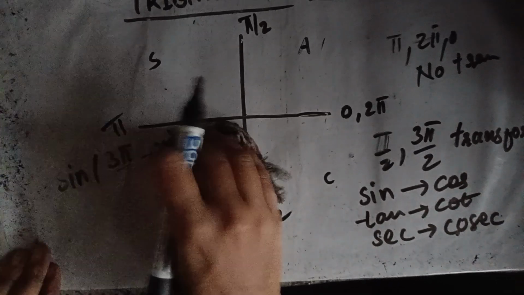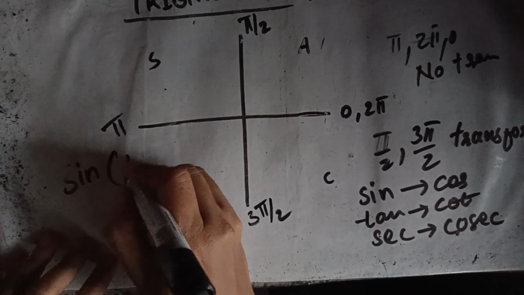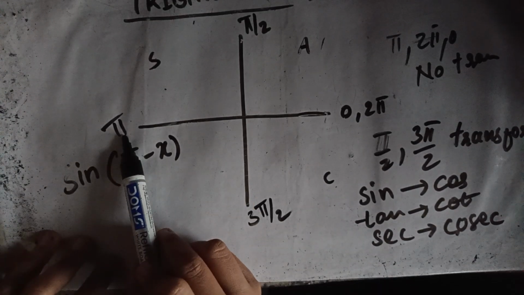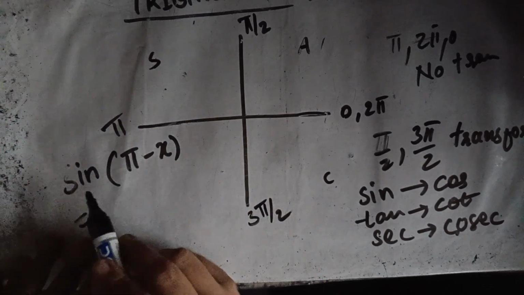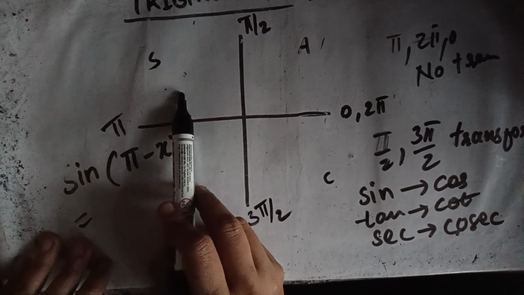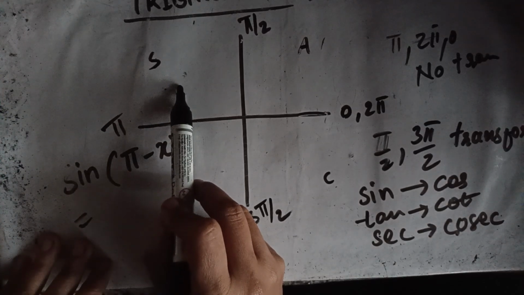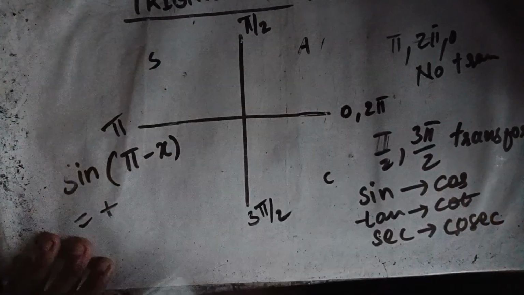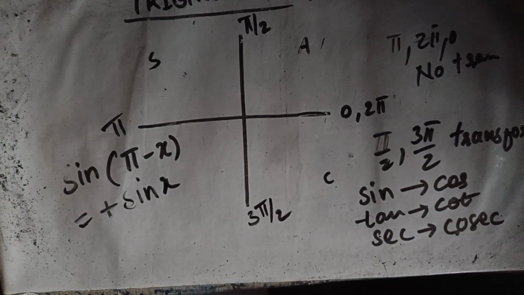Let's take some pi and 2 pi values. If you have sine of pi minus x, pi is here. We are removing something, so you have to take this second quadrant. First you have to write the sign. In the second quadrant, sine is plus. Transformation, no. So you have to write sine of x. This is a shortcut way to write any number.